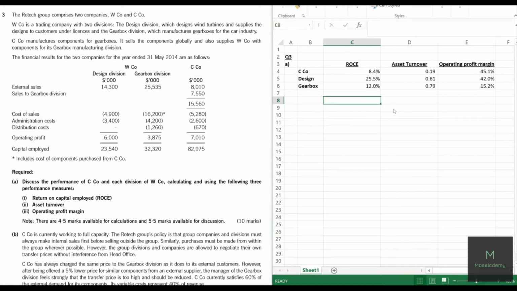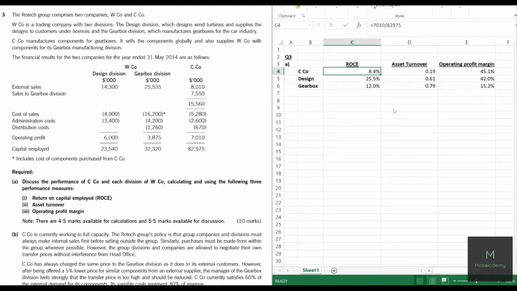Okay, so the way to approach this when you have all these different numbers is start ratio by ratio. So we have the return on capital employed. What is this? Basically, how many dollars in operating profit you generate based on the capital employed. So as we can see, CCO by far has the lowest return on capital employed, and the design division has the highest. Okay, so usually when you do analysis, it's better to start with the extremes because they're easier to explain.